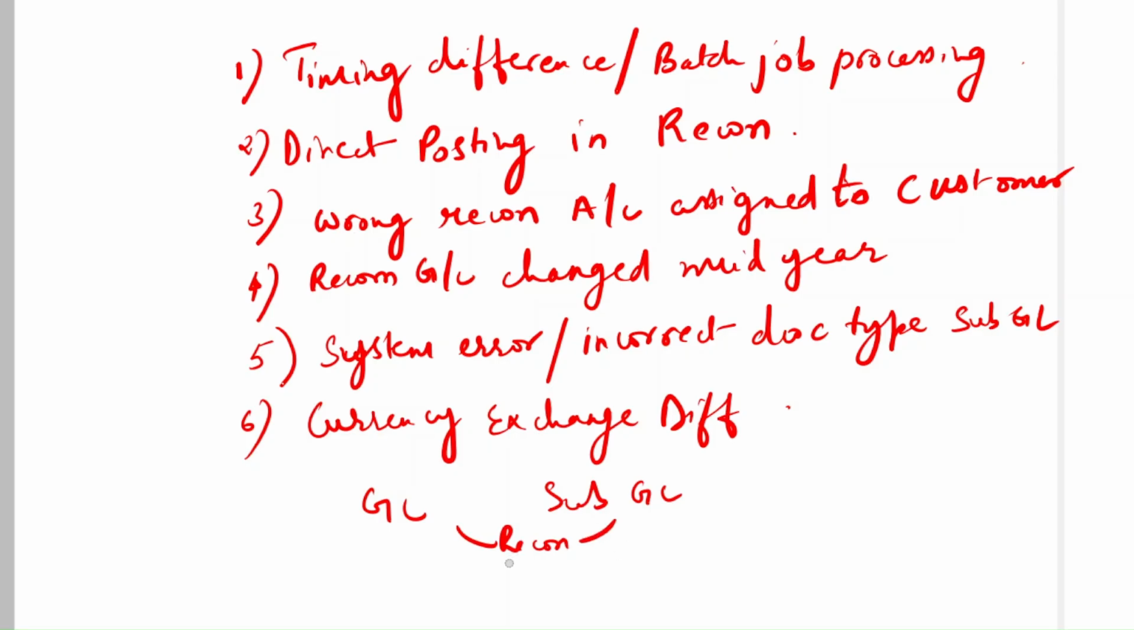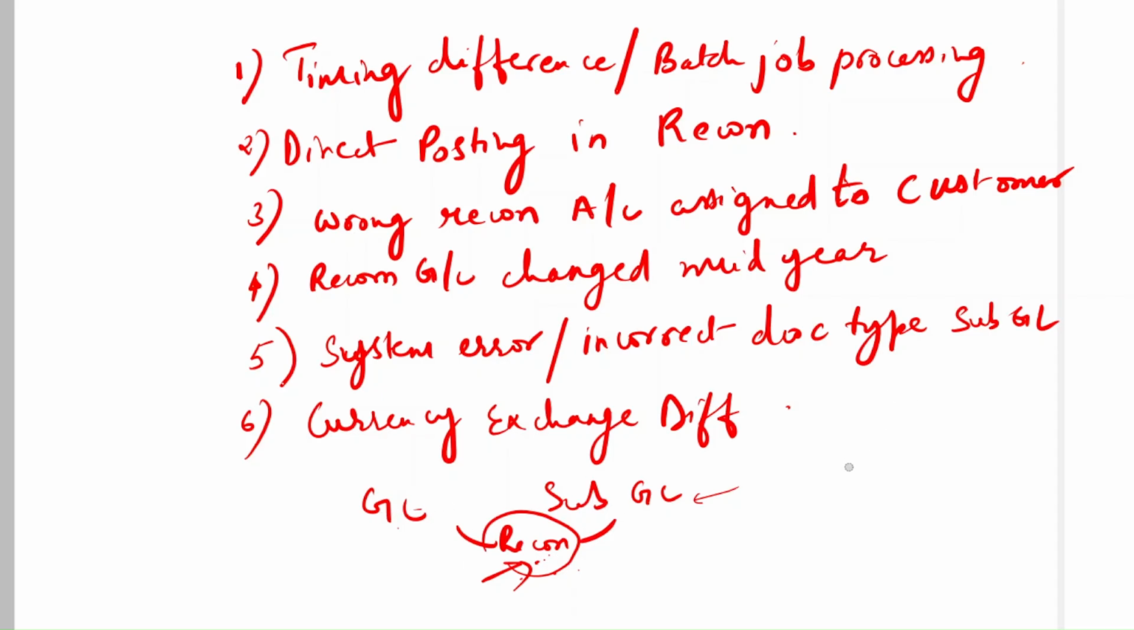Now, if entries are posted here manually. So ideally it should be automatic. So when amount hits here, it will automatically hit your recon account and from there your GL account. But sometimes the finance team may make some adjustment entries directly in the reconciliation account, which should not happen. So if that happens, there will be breaks between these two. So there will be differences. So how do you identify that?